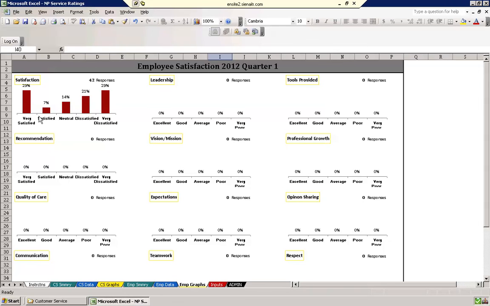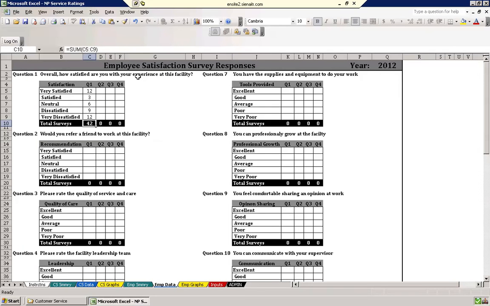We see that 29% responded that they were very satisfied, 7% responded as satisfied, 14% neutral or no opinion, 21% responded as being dissatisfied, and 29% responded as being very dissatisfied. We had a total of 42 responses. So you can see that it's the same system that we used for the customer service. We just input the data for employee satisfaction. And that's the end of this video.